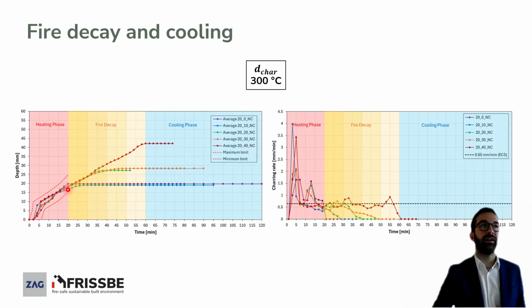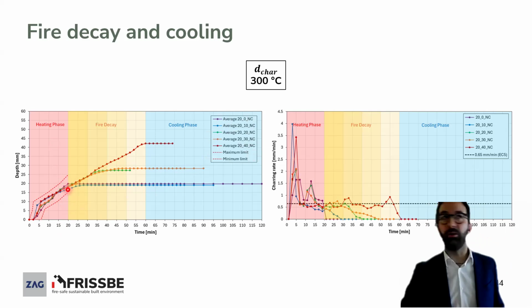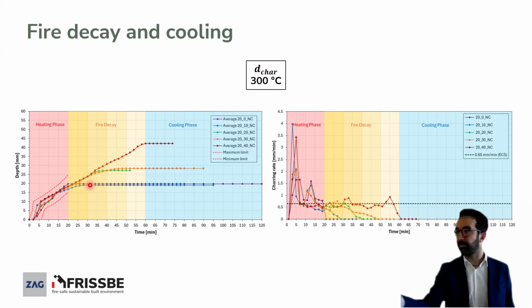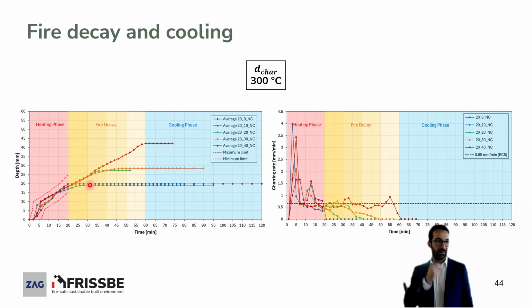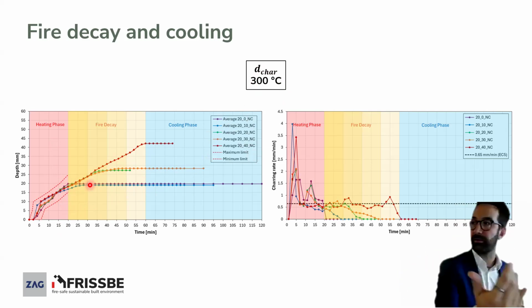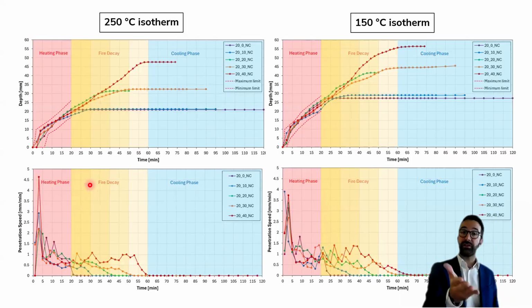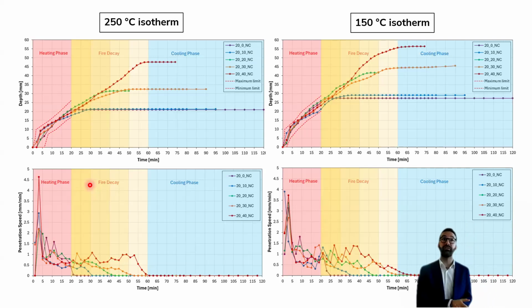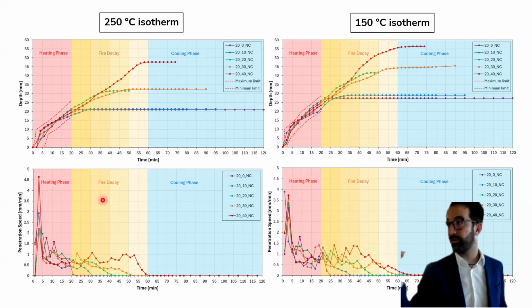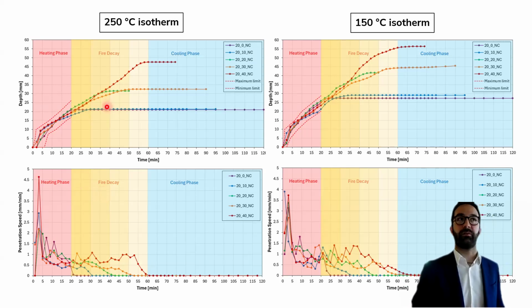But then if you start having a longer fire decay, in this case, the 300 degrees isotherm is also penetrating deeper. Because again, you still have a significant heat flux at the surface of the timber that led timber also to char deeper in time. If you take the same concept for other isotherms, 250, 150 degrees, what you see again is a deeper penetration because, of course, at lower temperature it penetrates deeper, but you have the same concept.